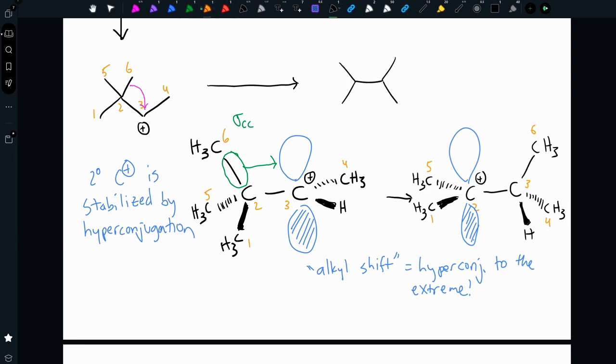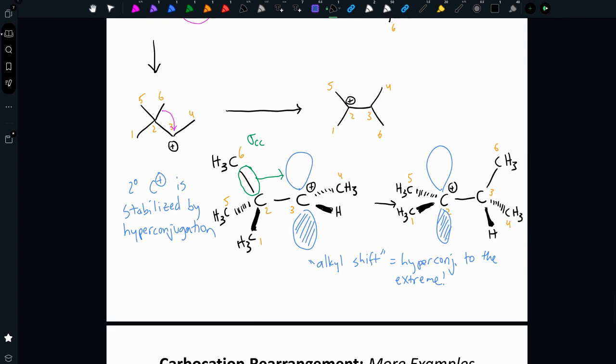And now the product of that step will look like this. 1, 2, 3, 4. Now this is 6 and this is 5. I took electrons away from carbon 2, so carbon 2 is now the carbocation. So this is an alkyl shift, also known as a carbocation rearrangement, and it really causes a change in the carbon-carbon chain of the molecule.